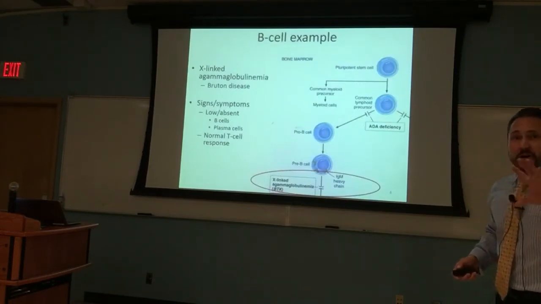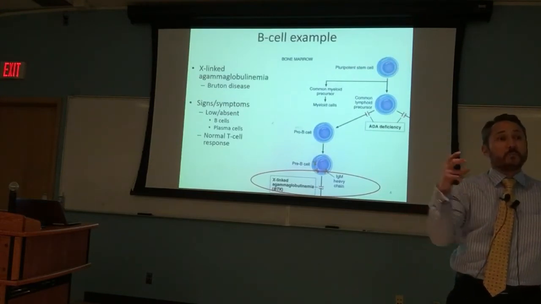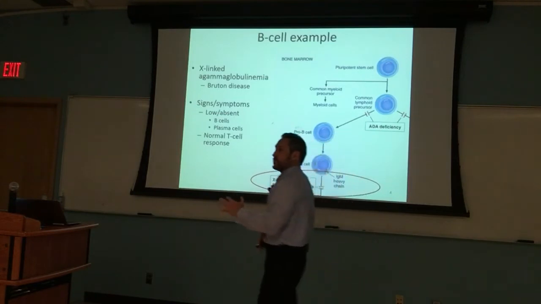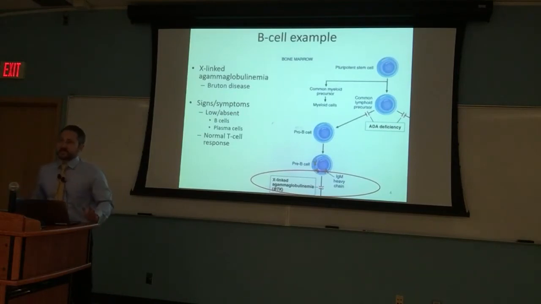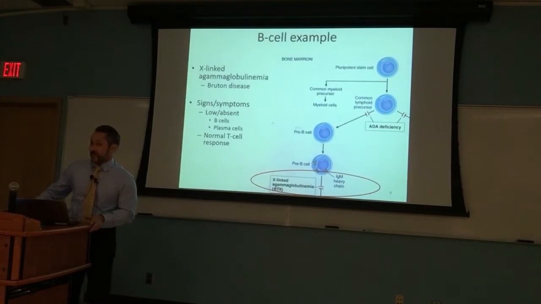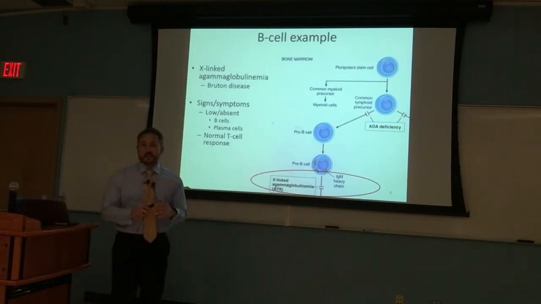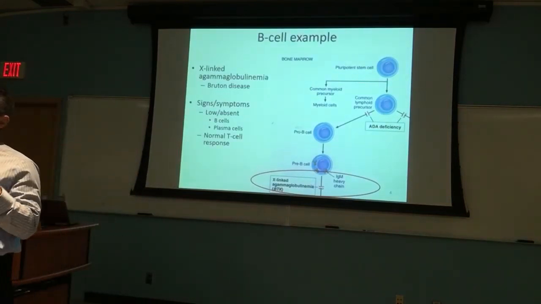Let's focus now on a B-cell example, then we'll talk about a T-cell example, and then we'll talk about a both example, okay? So I don't plan for you to memorize every single primary immunodeficiency disease. That is asinine, okay? I'll test you on a couple of examples. Fair? But you understand the concept.